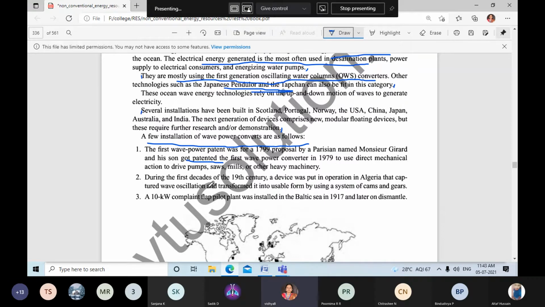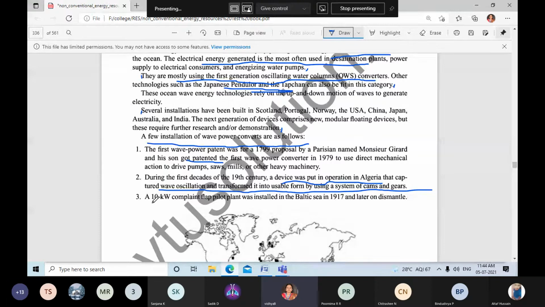During the first decade of the 19th century, a device was put in operation in Algeria that captured wave oscillations and transformed them into a usable form by using a system of cams and gears. They used a machine that captured wave oscillations and transformed them into a usable form, by using cams and gears.